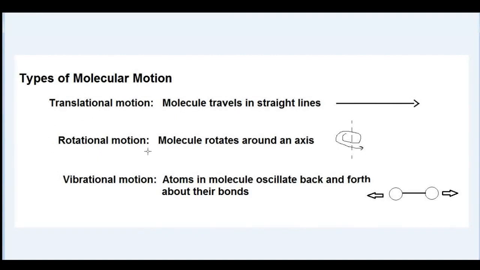A second type of motion is rotational motion. If molecules are in a gas or liquid state, they will rotate about an axis. Basically, the molecule spins around and around like a top. The third type of molecular motion is called vibrational motion. The atoms and molecules oscillate back and forth about their bonds. That's called vibrational motion.